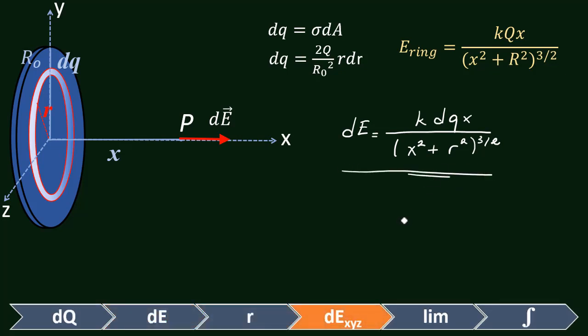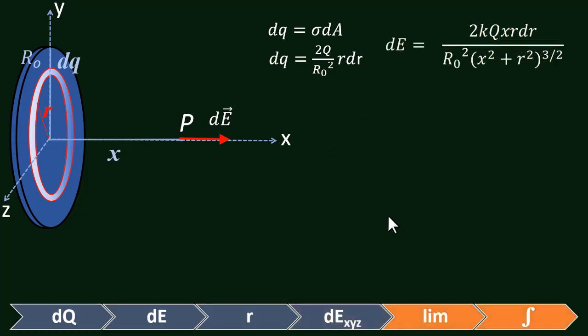Now we can move on to defining components, but it's pretty easy in that sense because this dE has only one component, and that is along the x direction. So we have a dEx. Now we can move on to defining the limits and calculating an integral. All we need to do is integrate both sides after we define limits for this integral.